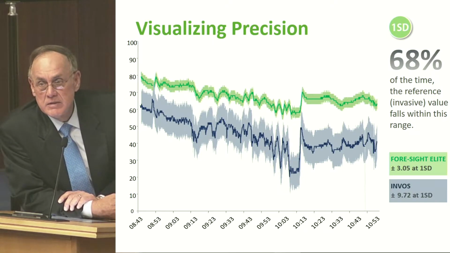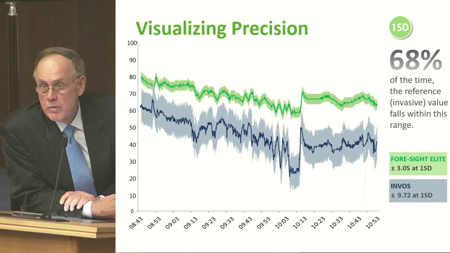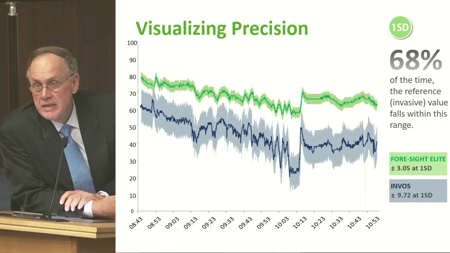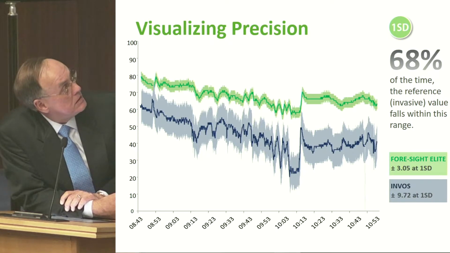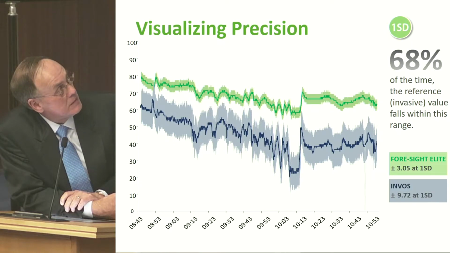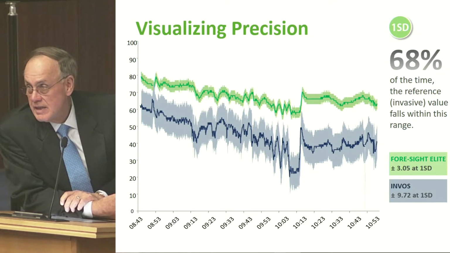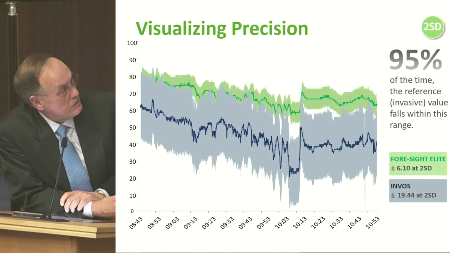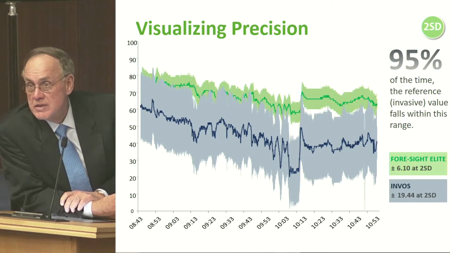And the accuracy of these monitors is reported at 1 standard deviation. And 1 standard deviation in statistics covers 68% of the population, or 2 out of 3 people. This would be the accuracy 2 out of 3 times. Now, we don't think that that's good enough at Foresight. We believe that 2 standard deviations, which covers 95% of the population, is far more useful.